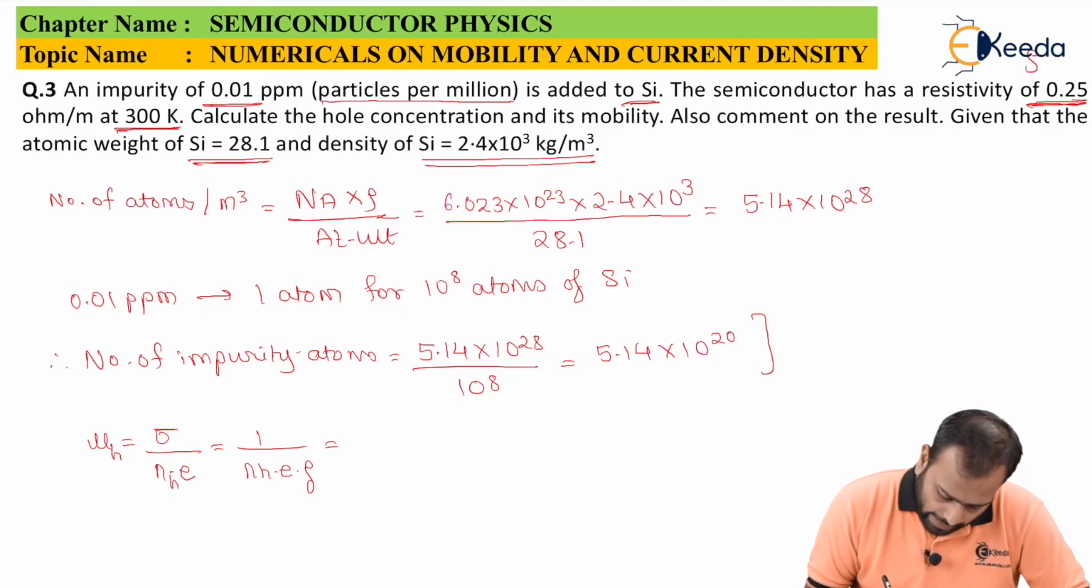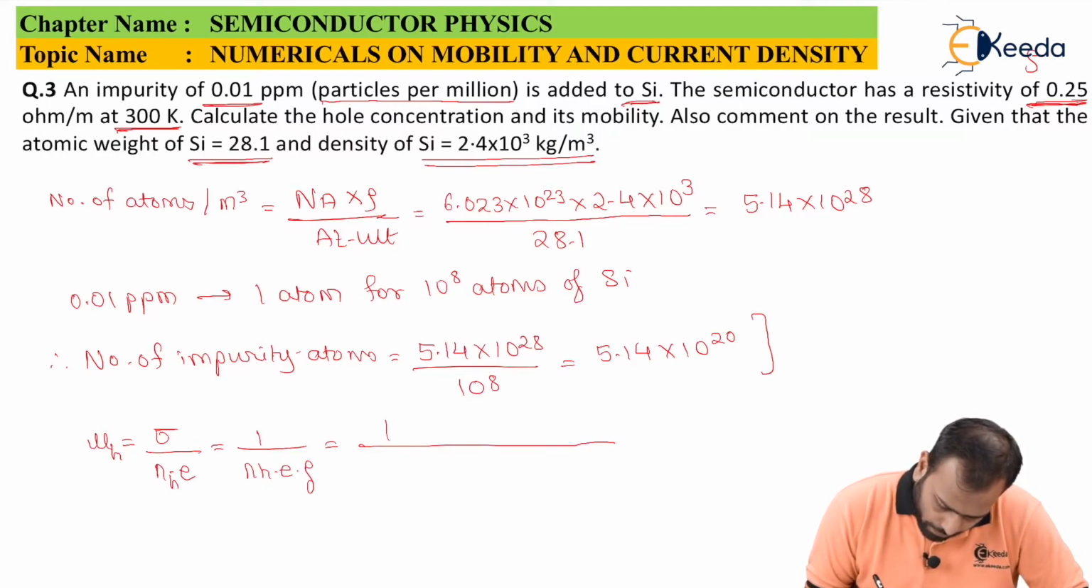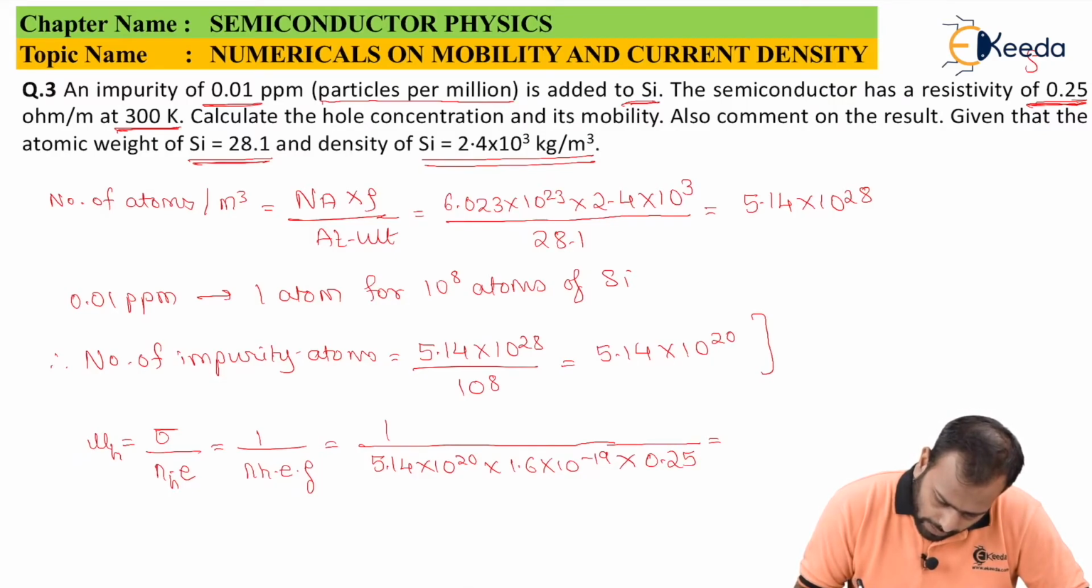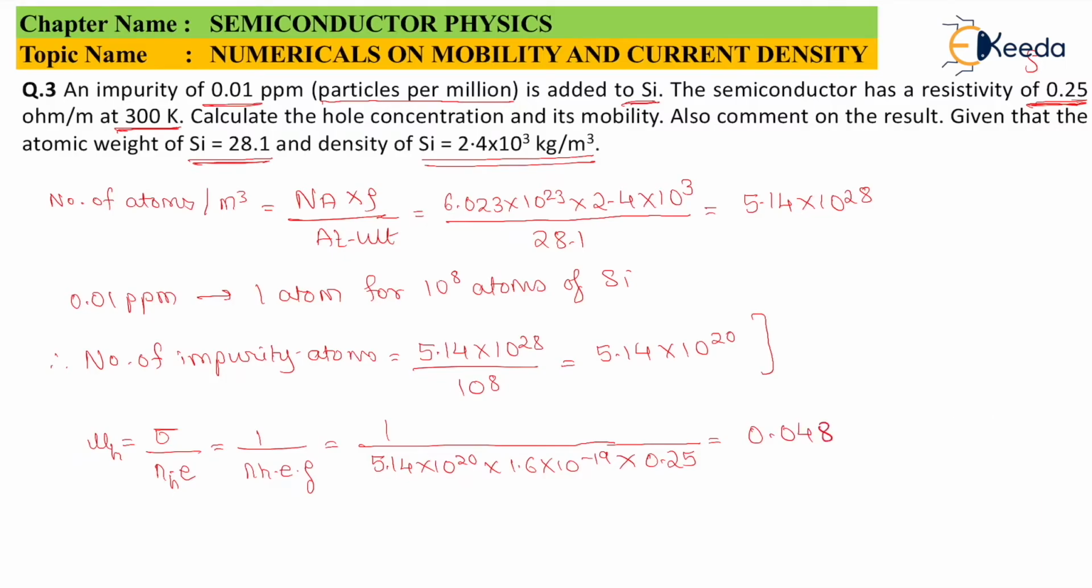Plugging in the values, I'll get 1 divided by the number of holes, which is 5.14 into 10 to the power 20, into 1.6 into 10 to the power minus 19, into the resistivity, that is 0.25. On solving this, you will get the value as 0.0486 meters square per volt second. So this is the expected mobility of the hole.